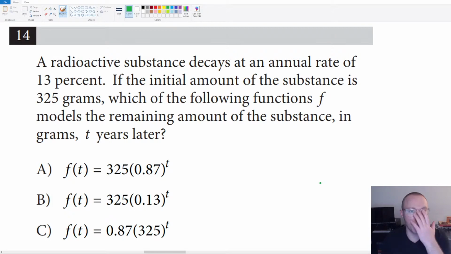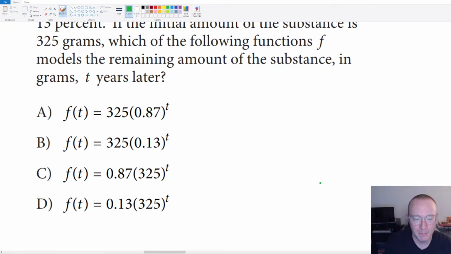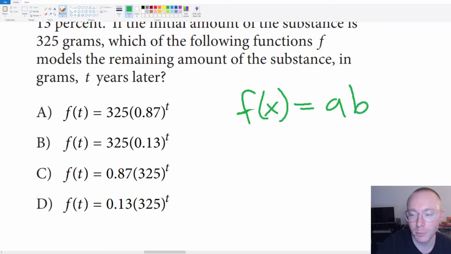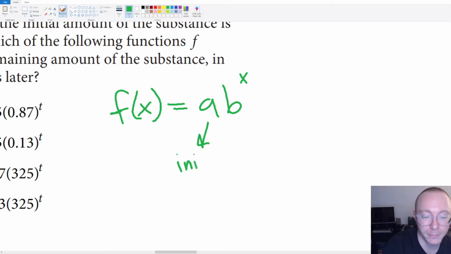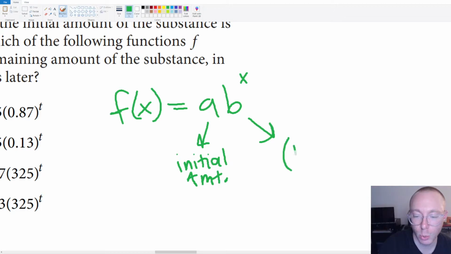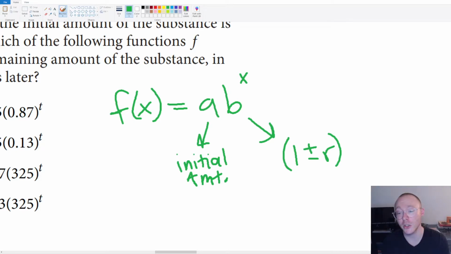Okay, so you have to know a little bit about exponential growth and decay. The basic exponential function that we learn is something like this: f of x equals a times b to the x. And what you want to know about this is that a is the initial amount, and b is basically an expression, 1 plus or minus r. This means that we're going to get a number that's either 1 plus a percentage or 1 minus a percentage, and r is that percentage.